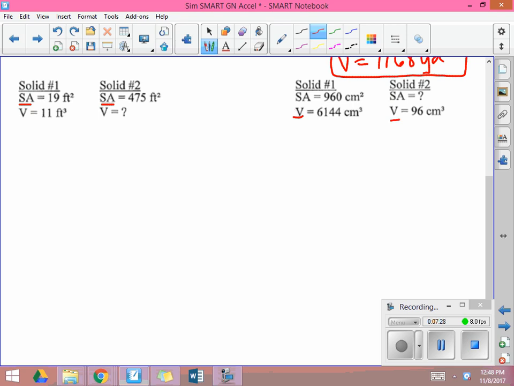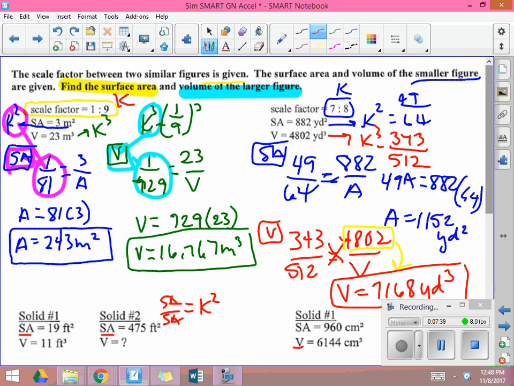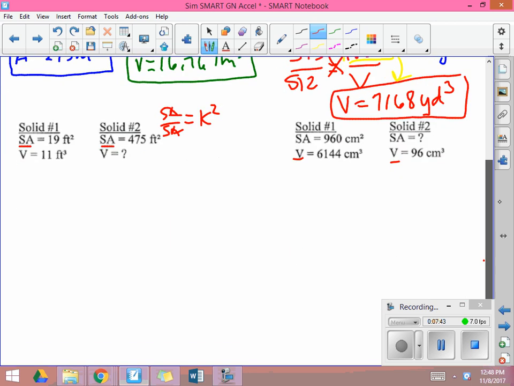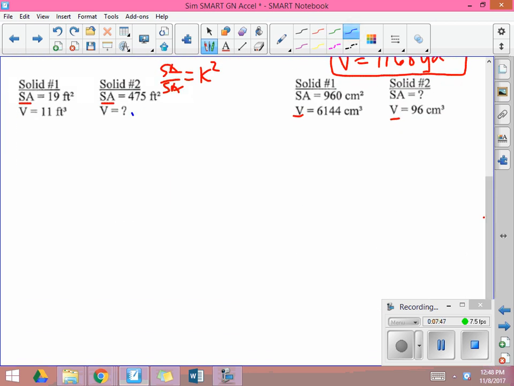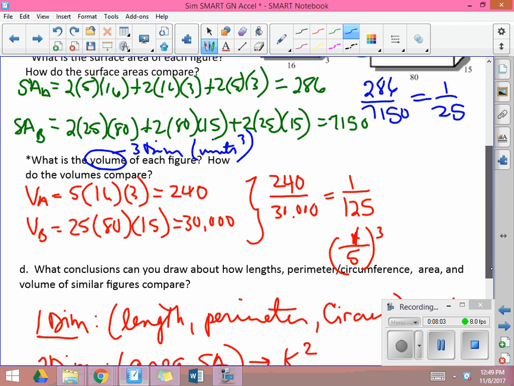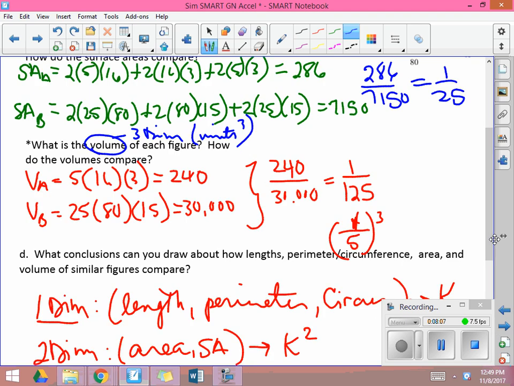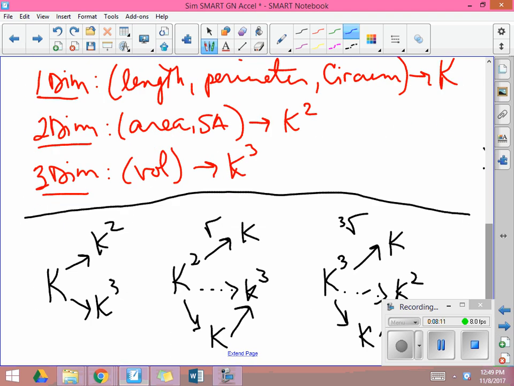If you know two surface areas, surface area compared to surface area, that gives you k squared. So in these last examples, we gave you k. Now we're giving you k squared, but I need k cubed to find volume. So remember that little table I gave you. Right here, if I, in this case, know k squared, I can't get straight to k cubed. So I have to take the square root to find k and then cube it to find k cubed.